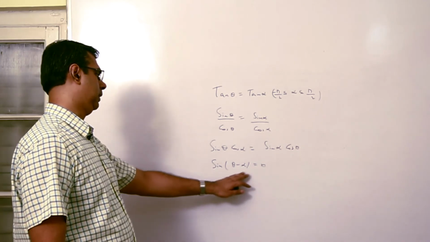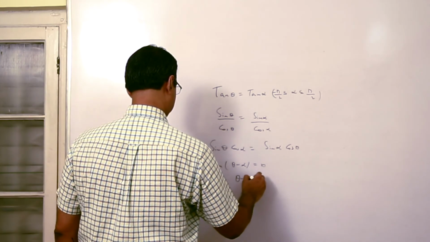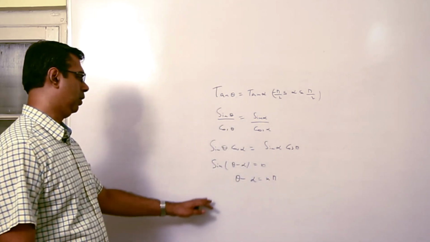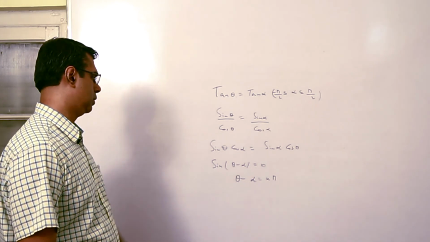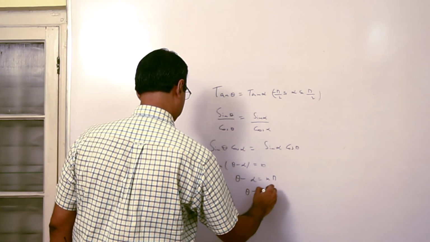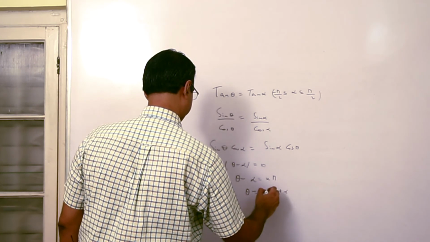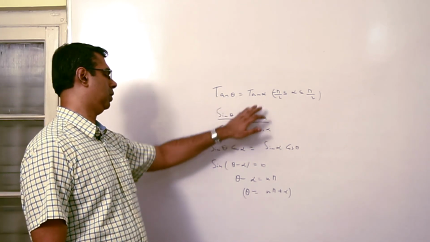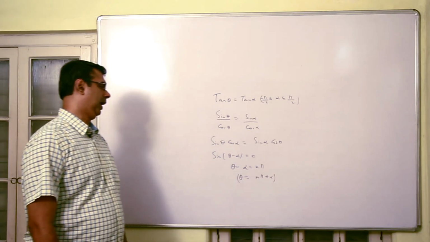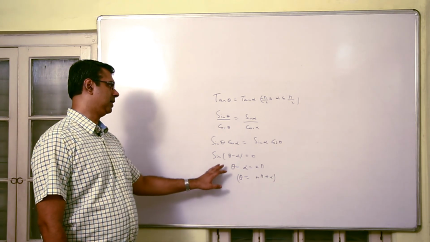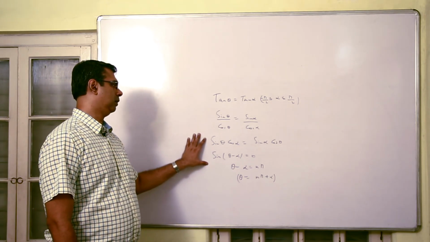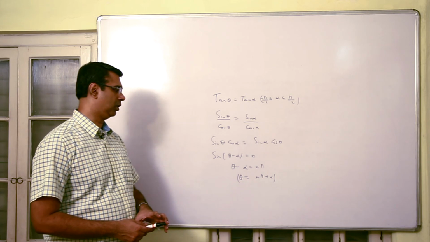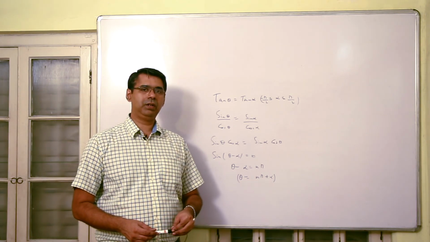You will get sine of (theta minus alpha) is 0. As you know by now, the sine of any multiple of pi is 0. So theta minus alpha is n pi. So theta is n pi plus alpha. So the general solution for tan theta equal to tan alpha is theta equal to n pi plus alpha. This completes the formulas for trigonometric equations, and in fact with this we also come to an end of this particular topic, that is trigonometry formulas.